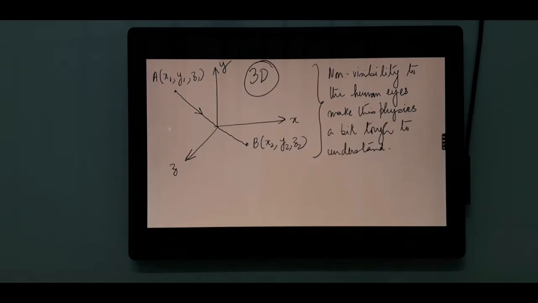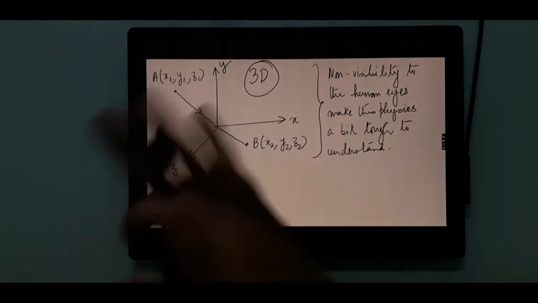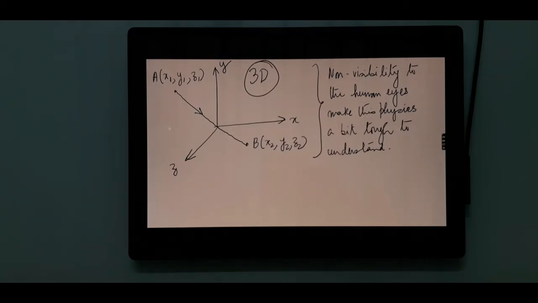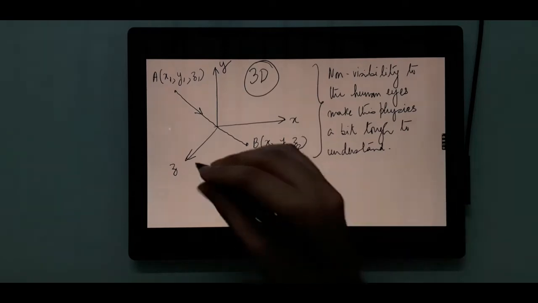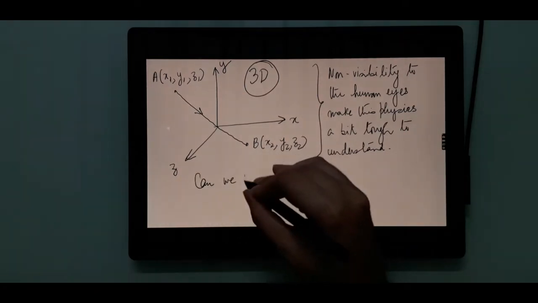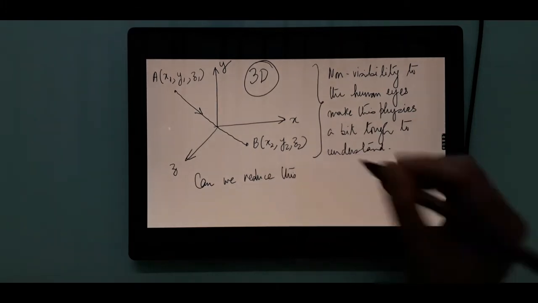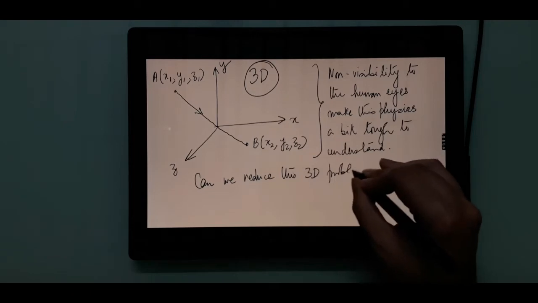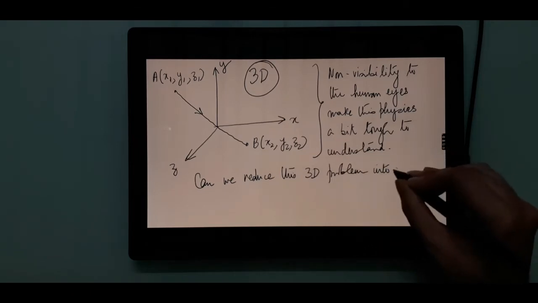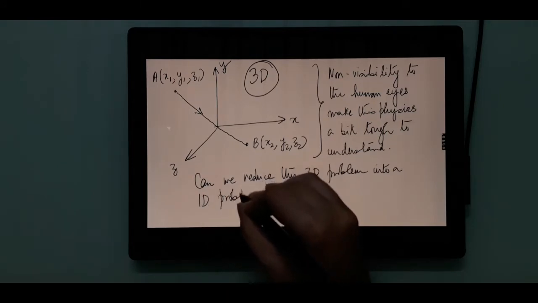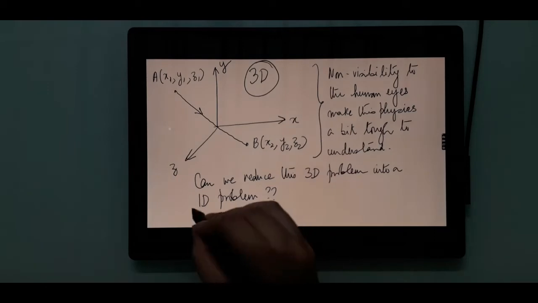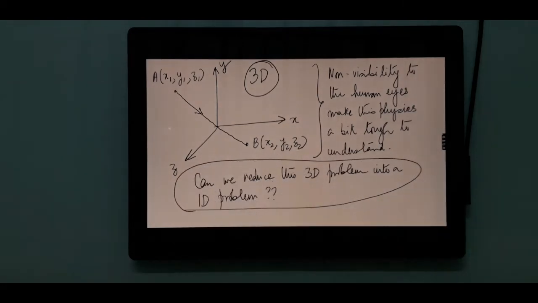But coming back to this 3D problem, the fact that 3D and non-visibility make things a little difficult to study for us, especially those who are new to this field, what we shall do is, we shall essentially reduce the 3D problem into a 1D problem. Can we do this? Let's see how.